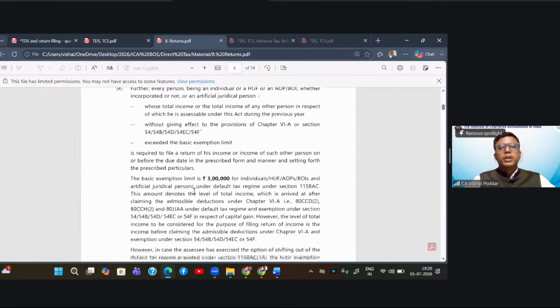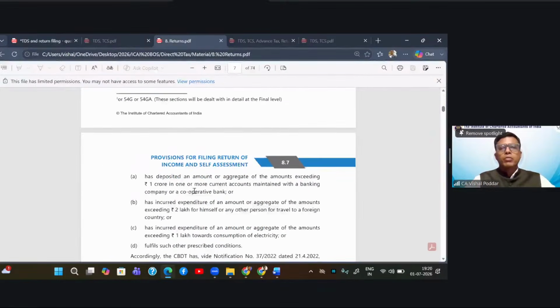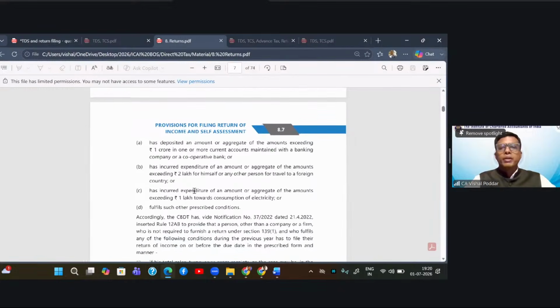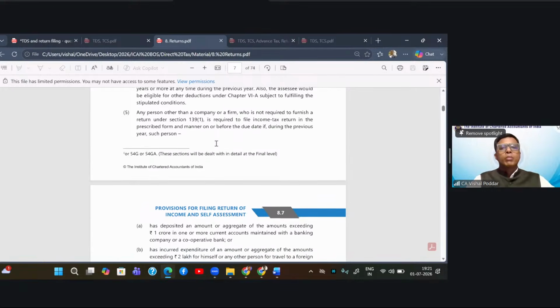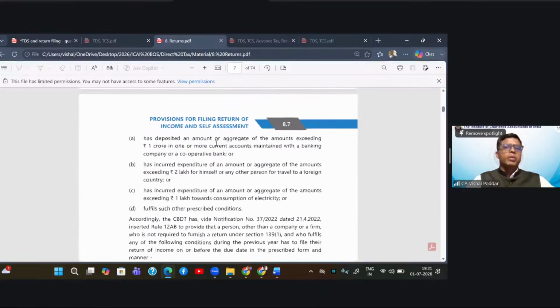Again, see students, there are furthermore exceptions to this general rule where they have to file returns compulsorily. What is this? Any person other than a company or a firm, because anyways for them return filing is compulsory in all cases, who is not required to file a return under 139(1), that is as per all the above provisions, is still required to file the return in the prescribed form and manner on or before the due date if during the previous year such person has done one of these things. What?